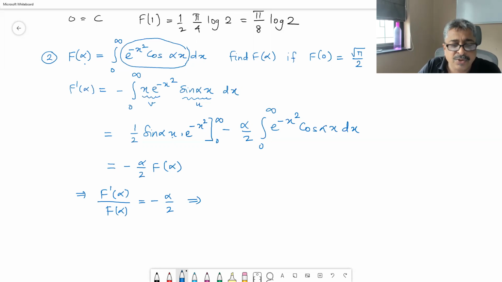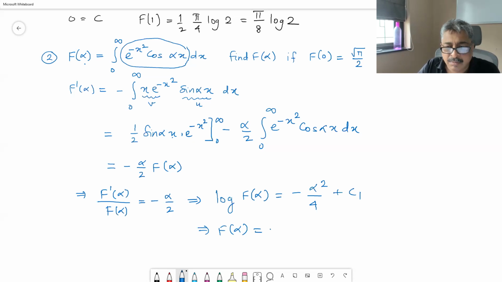Taking integral of both sides, you get log f of alpha is equal to minus alpha square by 4 plus constant of integration, which you can always take in terms of log, plus c1, and therefore I can write f of alpha as a constant times e raised to minus 1 by 4 alpha square.